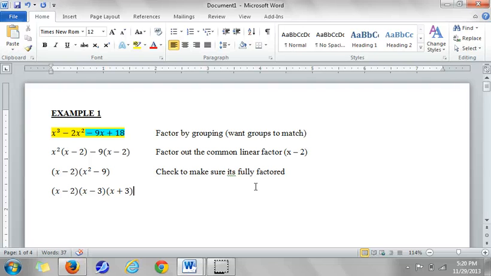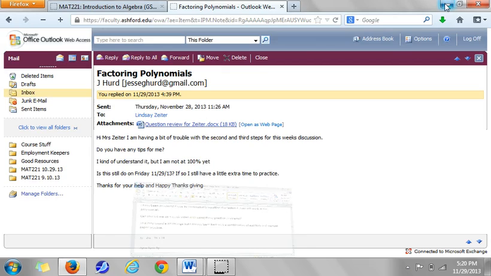You can always check to see if these are correct by picking a value for x and plugging it into the original expression and then into the factored expression, and seeing if they give you the same result. I don't know if you have a graphing calculator, but there are some really quick ways to check on the graphing calculator as well. Let me pull that up real quick here.